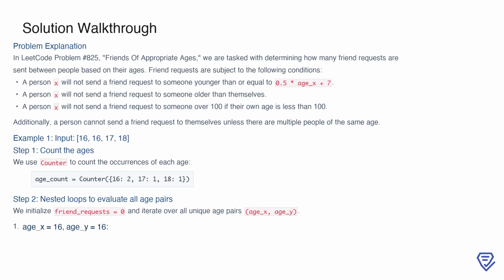For example, given the input 16, 16, 17, 18, we start by creating a frequency count of the ages using the Counter class, resulting in age_count equals Counter({16: 2, 17: 1, 18: 1}). Then, we initialize a variable friend_requests equals 0 and iterate through all unique age pairs, age_x, age_y, to evaluate them against the given conditions. Let's begin with the first pair, where both ages are 16.